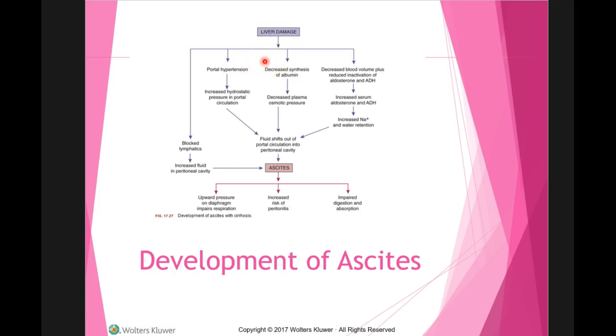Okay. But what you also have is an increase in the serum aldosterone levels. Okay. And so what happens is that this leads to increased sodium and water retention. Okay, so you hold on to this, and then the fluid shifts out of the portal circulation into the peritoneal cavity. And then thirdly, you have the decrease in synthesis of albumin by the liver. Okay, so remember what I said about albumin when we were talking about edema.